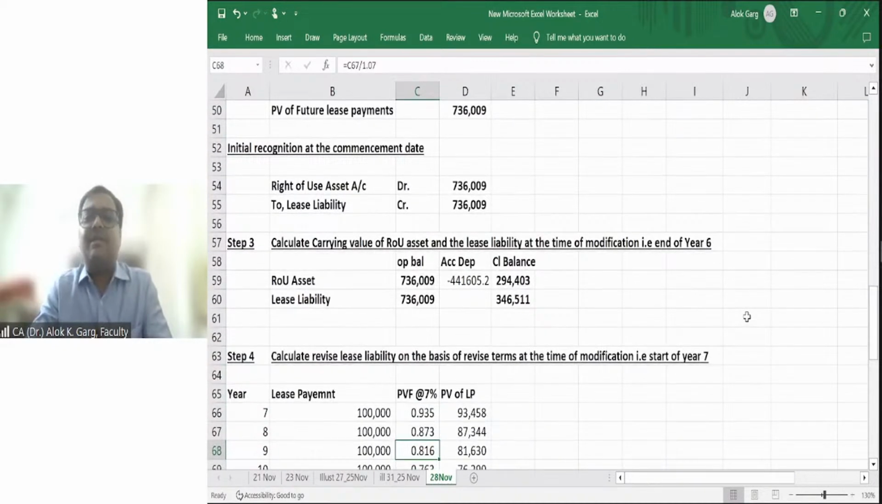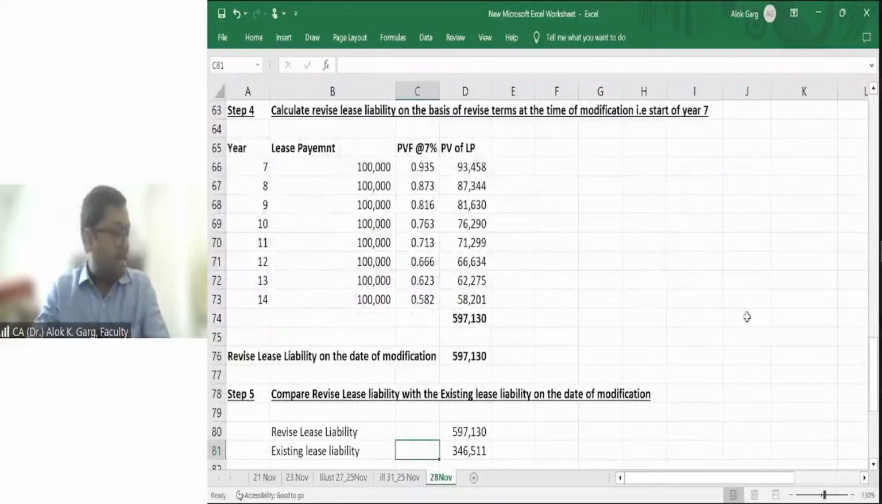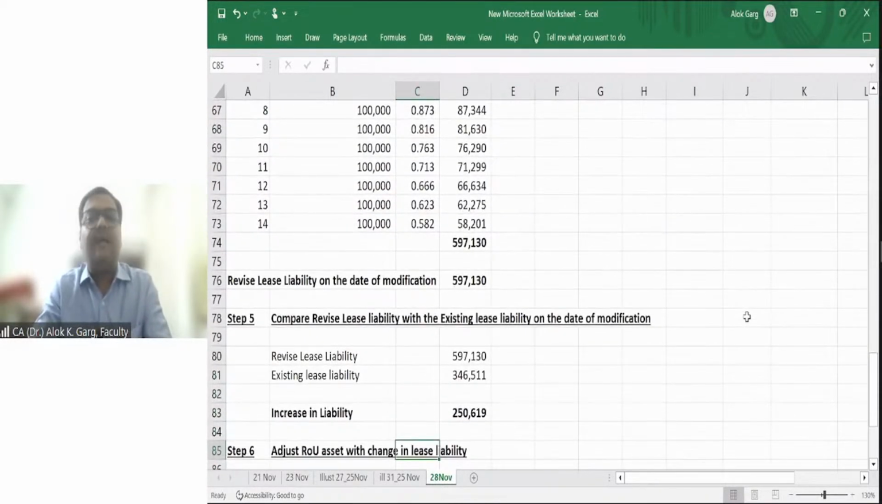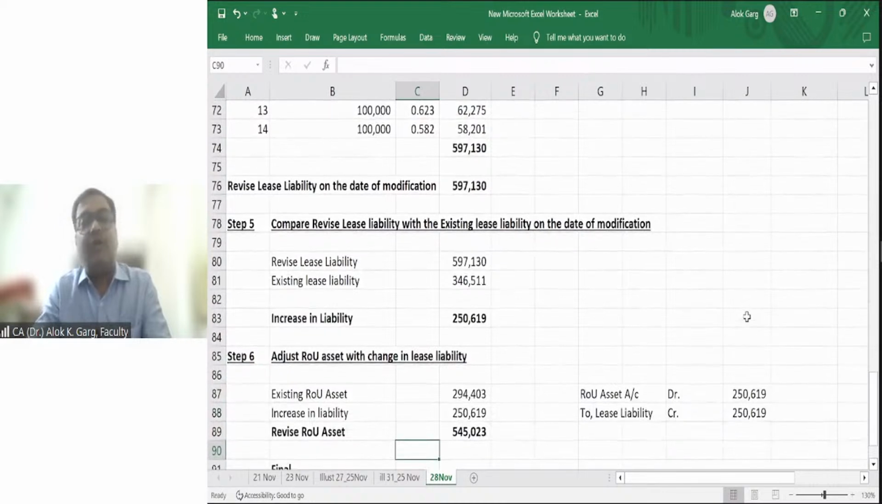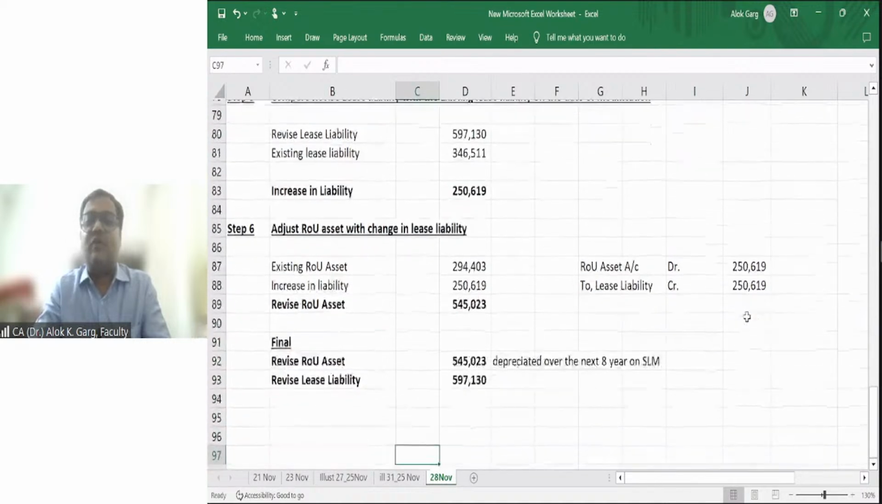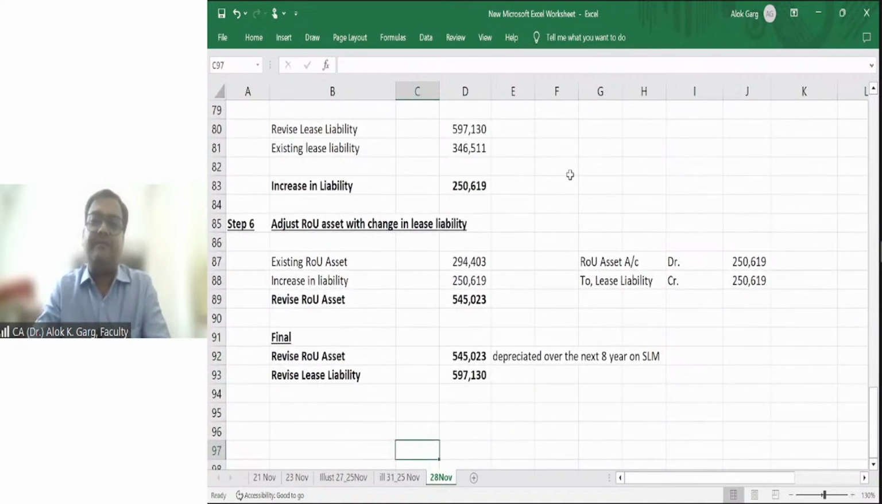Then I have remeasured the lease liability on the basis of modified terms, right? Then I have compared my revised lease liability with the existing lease liability. Whatever the change was in the lease liability, I have taken the impact in my right of use asset. This is the accounting I have done.